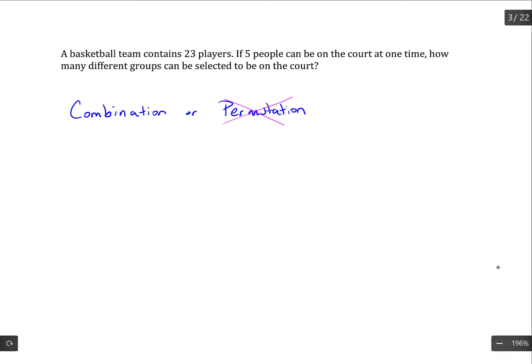So a combination using the calculator takes 2 inputs, N and R. N is the number of items in the group. It's always going to be greater than or equal to R, so you always know which one should go where because it's the bigger number first. And R is the number of items that we're choosing out of that group at one time. So in the calculator, it will look like 23 C 5.